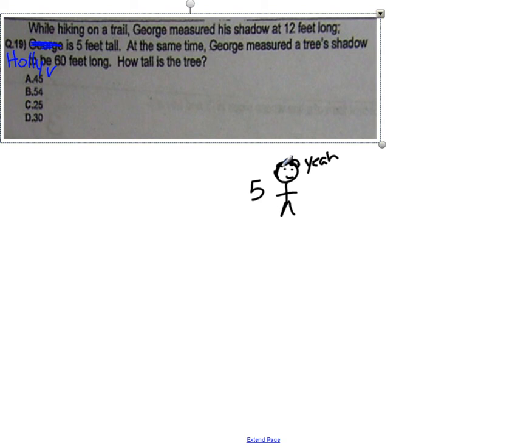So he's 5 feet and his shadow, sort of watery, is 12 feet. And then at the same time, the tree, which is pink and Christmassy. I speak for the trees.